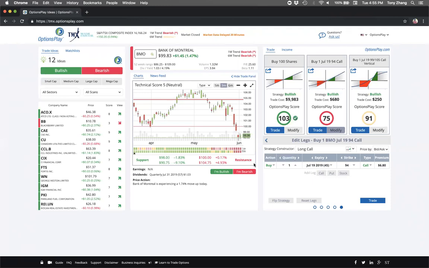And Michael's saying delta is an estimation of probability of in the money, and that's correct. It's only a probability of in the money, not a probability of success, because delta doesn't account for the time decay of an option from a probability perspective. So that's one of the things that it's important to understand.